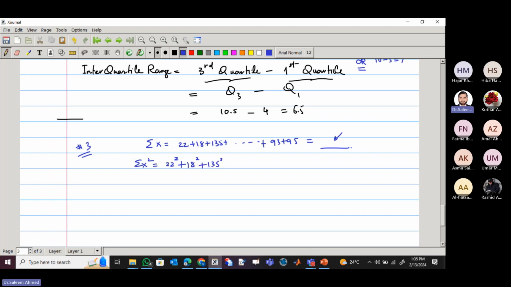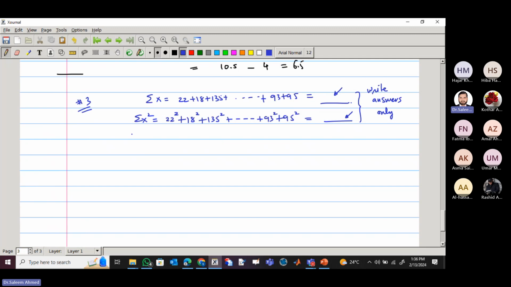And again, you don't have to write all these things here. You can just give the calculator these squares and write the answer only. That's it. OK, writing answers is enough, right? Answers only. OK, but do write sum of x and sum of x squared.